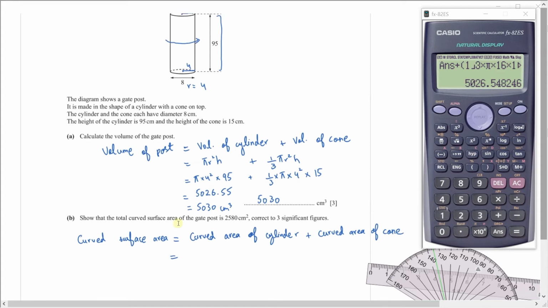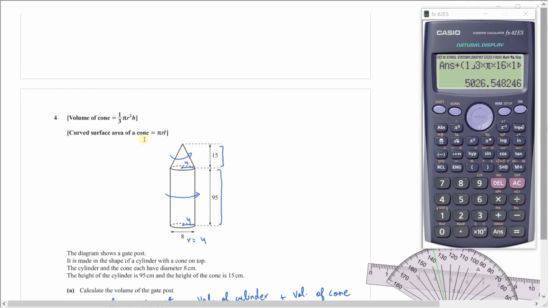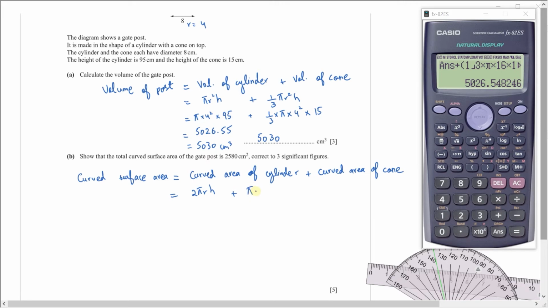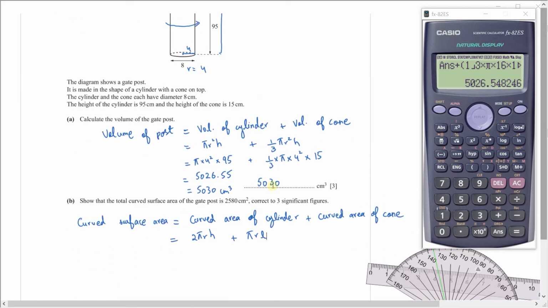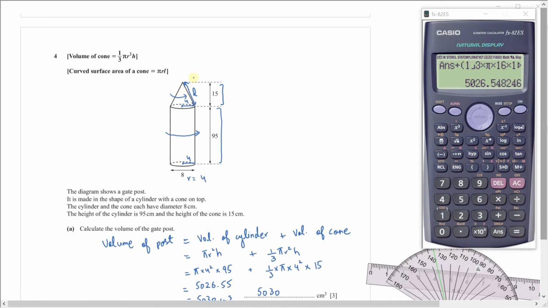So the curved area of the cylinder is, we know, 2 pi r h, r radius, h height, plus the curved area of the cone, which is given as pi r l, where l is this slanting height. So L is the only unknown. We know the radius, we know the height. If I erase this, this is the length L that we need to find.